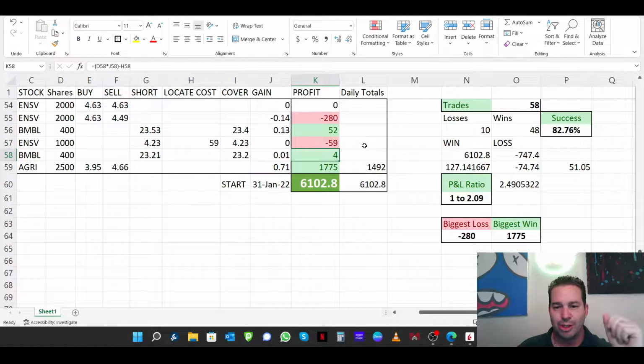So I'm feeling real good. I'm only down, what would that be? Down like, I don't know, 290. I give myself a slap on that one. Ichimoku short. No. Here. Okay.